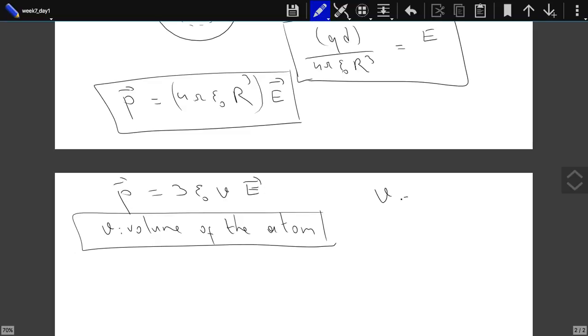Now you see, volume is 4 over 3 pi r cubed. So 4 pi r cubed is just 3 times the volume of the atom. In this model, in the simple model, we are modeling the atom as a spherical object with a uniform electric charge density spread over the volume.